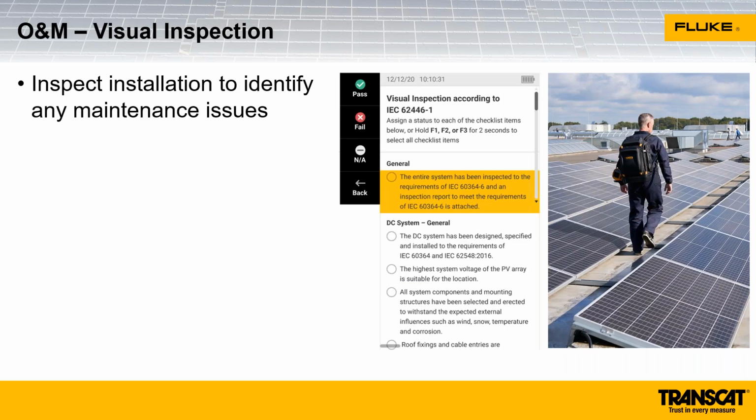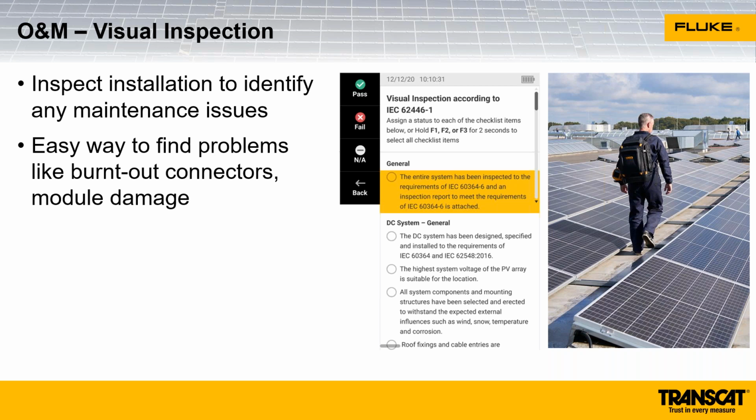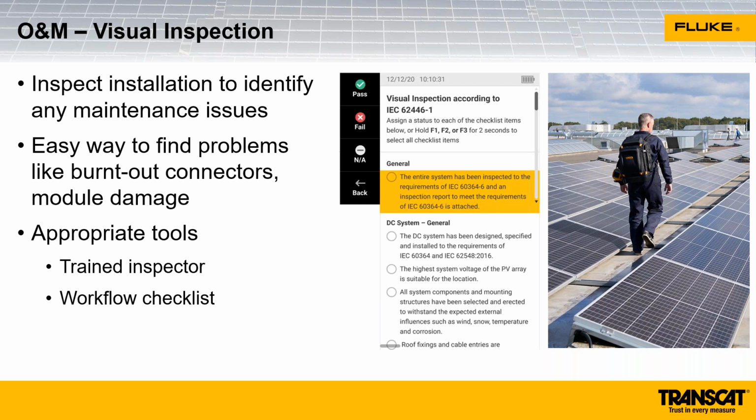Now, when we get into operations and maintenance, typically the first thing we do is a visual inspection. We're going to walk around and see if there's anything that really sticks out. It's very easy to see things like burnt out connectors or module damage that is really visible. It's nice to have a checklist.